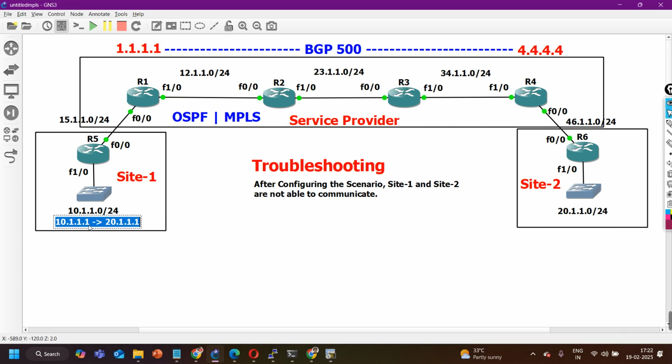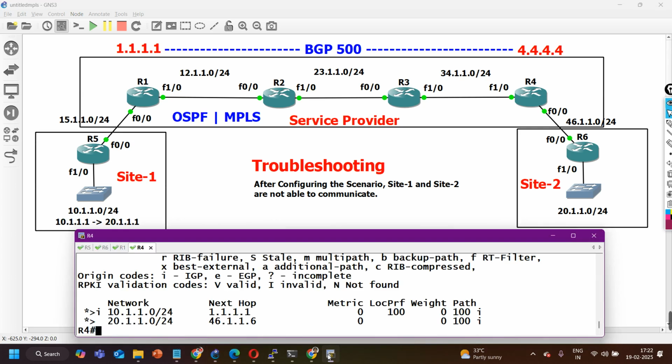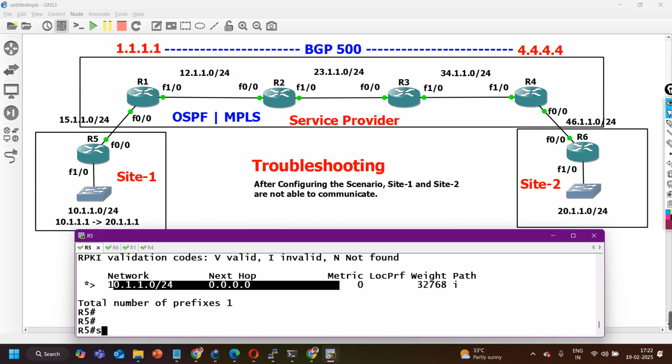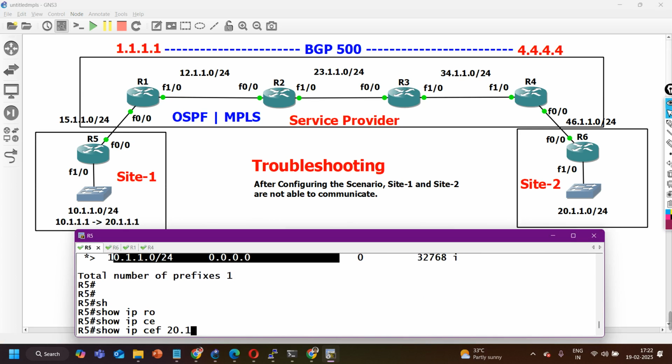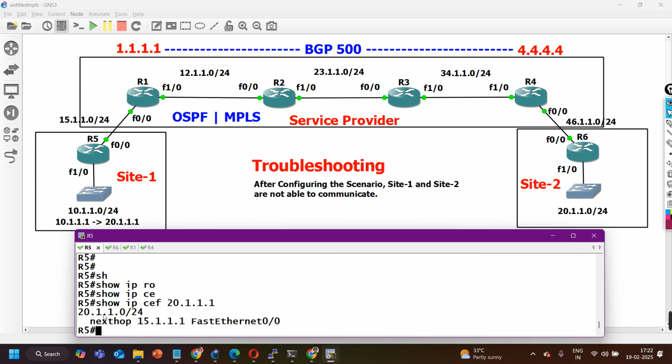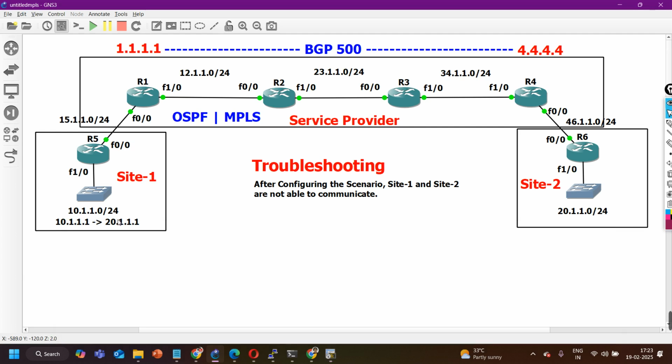The user will forward traffic to router 5. Router 5 will check its routing table, show ip route, and it will compare the destination IP address. Even, it will not check the routing table, maybe it will check the CEF table: show ip cef 20.1.1.1, and you can see in the CEF table the entry is there. The next hop IP address is 15.1.1.1, router 1, and the exit interface is FastEthernet 0/0. So router 5 is going to forward this traffic to router number 1.